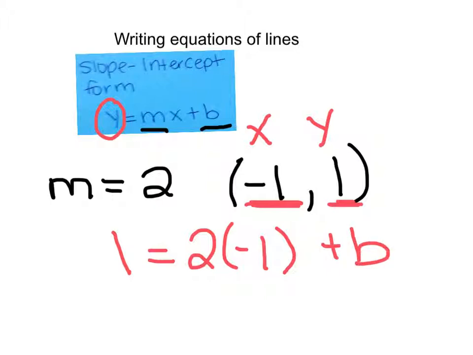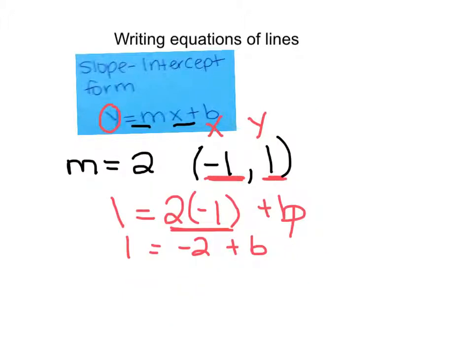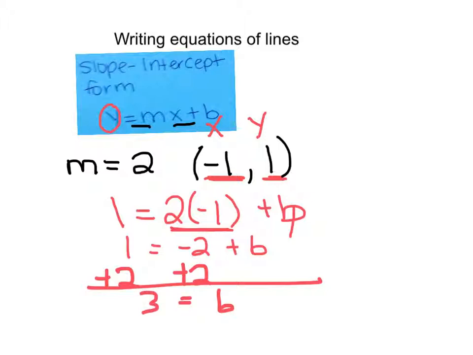Okay, so to solve for b, we got to multiply right here. This will be -2. Okay, and to get b by itself, we just need to add the 2 over. So we get b equals 3. That's going to be our y-intercept.